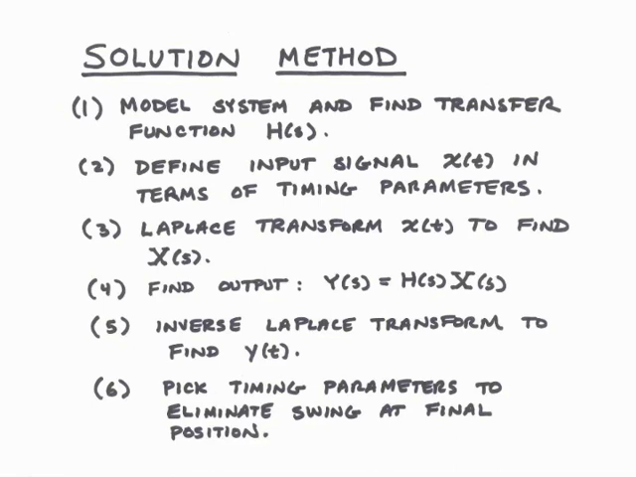In our last presentation, we defined a solution method that had 6 steps, and we completed the first 2 of these steps. We found the transfer function between the acceleration of the trolley and the angle of the load. We also defined the acceleration and velocity profiles of the trolley in terms of timing parameters t-coast and t-accel.